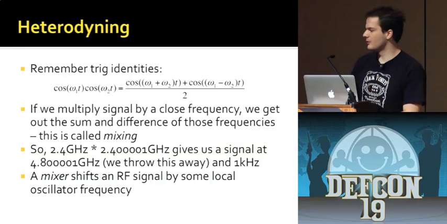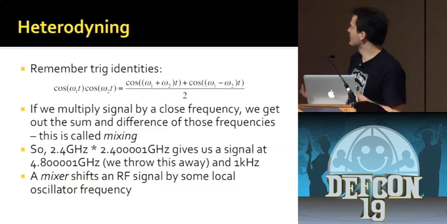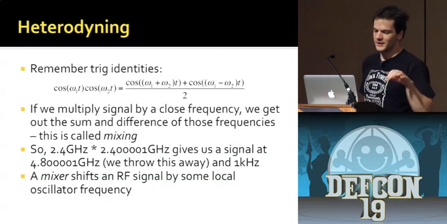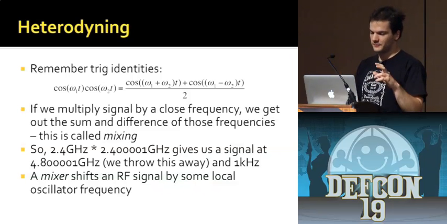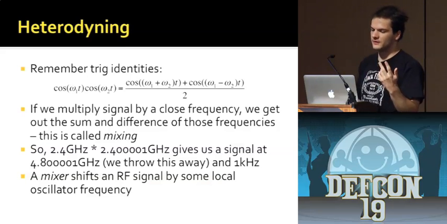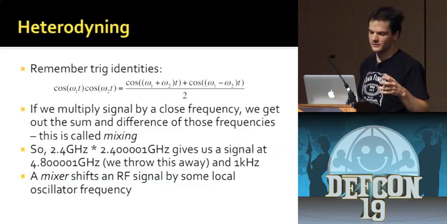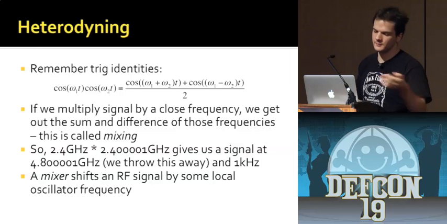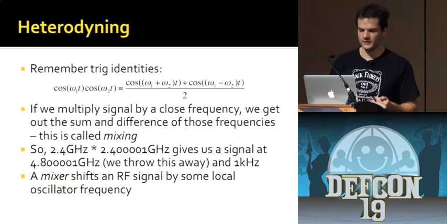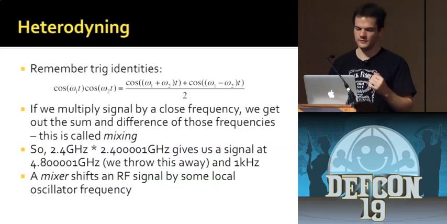So the way this works is there's a little more math here. The trig identity that I'm looking at is the product to sum rule. Basically, if you multiply two sine waves at two different frequencies, what you get out is the sum of their frequencies and the difference of the two frequencies. And you lose half the power basically in the process of doing that, because the two signals are halved. So what this is called is mixing. So what we're getting is the sum and difference frequencies.